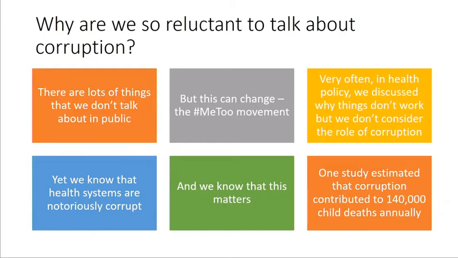but they don't talk about corruption. Now, there are lots of things that we don't talk about in public, and in a recent paper, which was on the initial slide, in fact, we know that this can change, and a classic example of that is the Me Too movement. Sexual abuse was something that was not spoken about publicly, and exploitation for a long time, and yet we now are beginning to do it, maybe not enough, but we are beginning to do that. This is particularly surprising because we know that health systems are notoriously corrupt. When Transparency International do their surveys, they often find that the health system is the most corrupt sector in a country. And we also know that this matters. We have one study that estimated that corruption contributed to perhaps 140,000 child deaths annually. So the next slide, please.